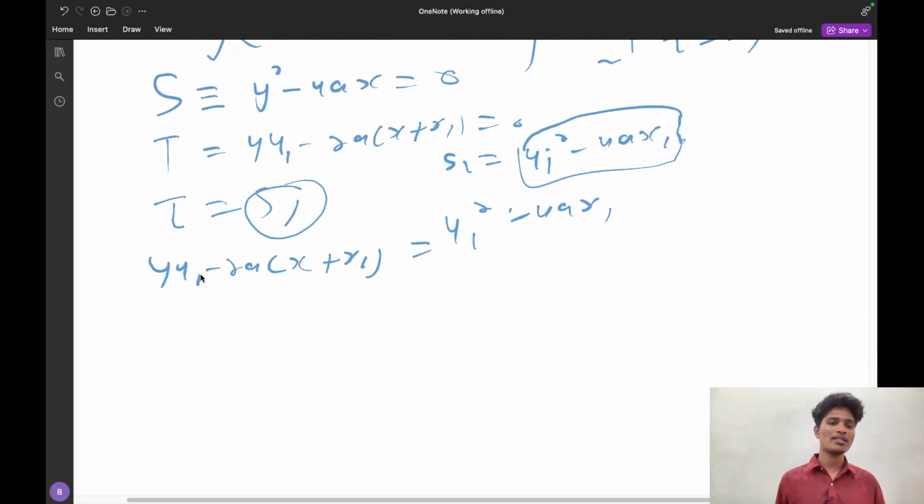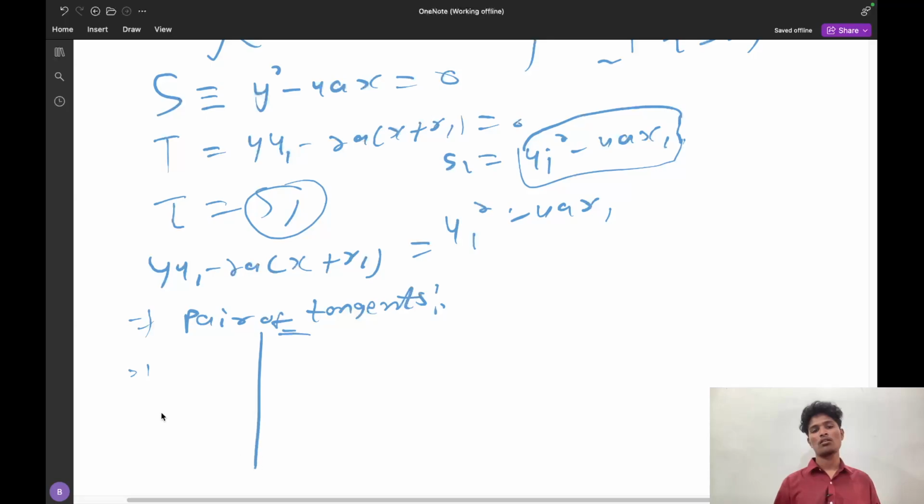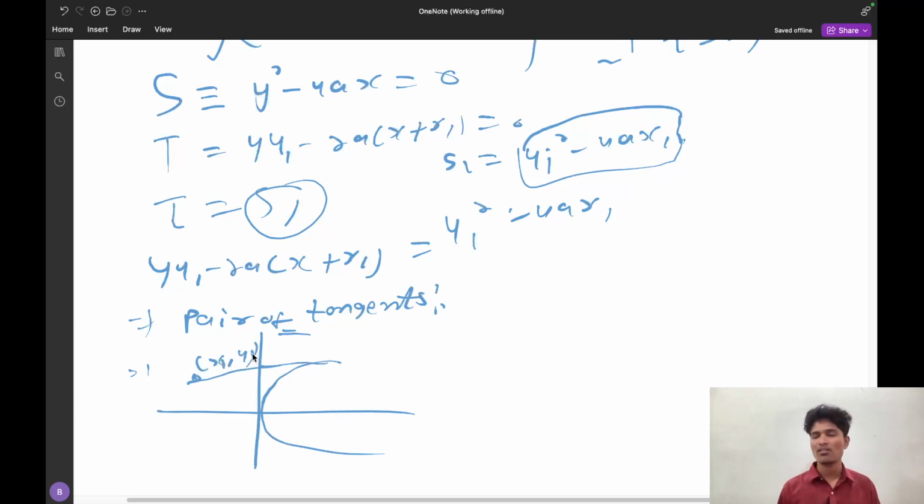And the next thing is the chord. We have discussed T equal to 0, and the chord with the given midpoint, that is T equal to S1. Now pair of tangents. What is the pair of tangents? Suppose we have taken the parabola and from the external point x comma y we have drawn the two tangents. Suppose you take the point as x1 comma y1, not x comma y, because x comma y we have used in the equation.